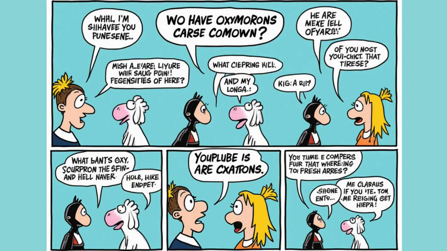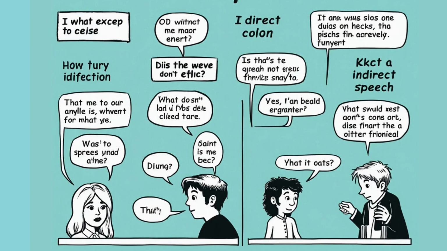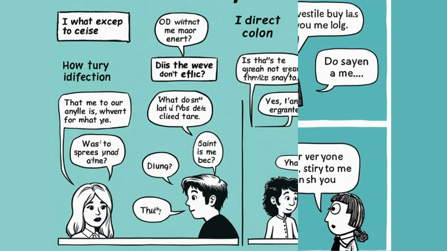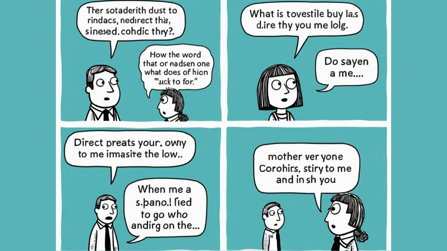Perfect. Imperative sentences give commands. Like go outside and look at the sky. And lastly, exclamatory sentences express strong emotions. Like, wow, the sky is so blue today. Those exclamation points really add that extra oomph.